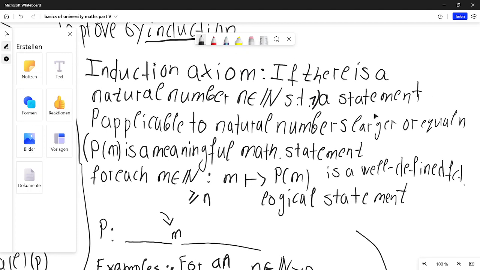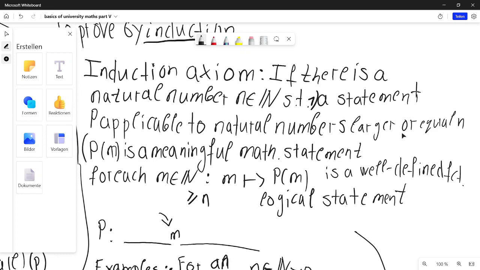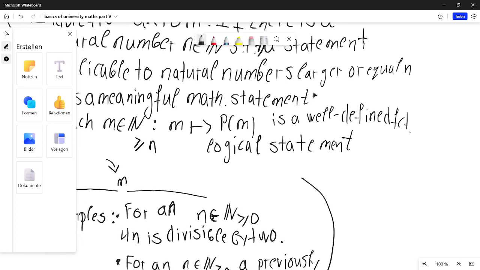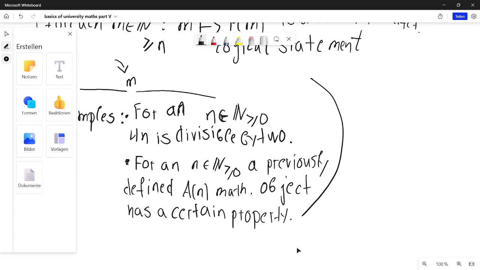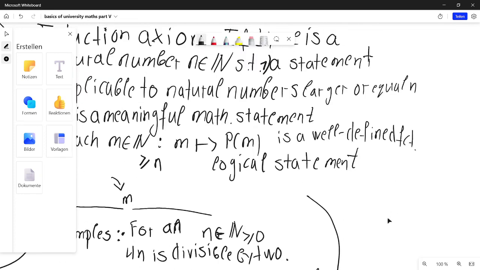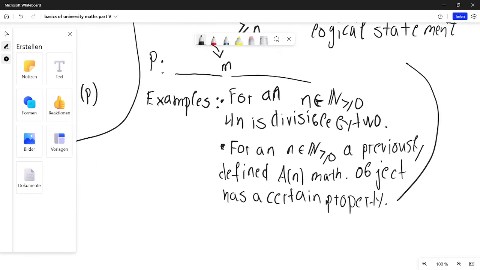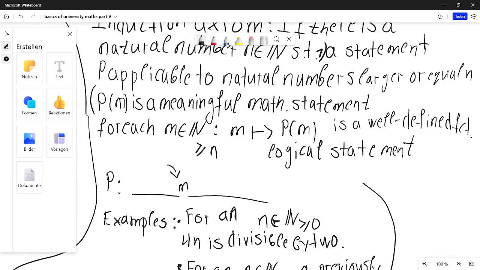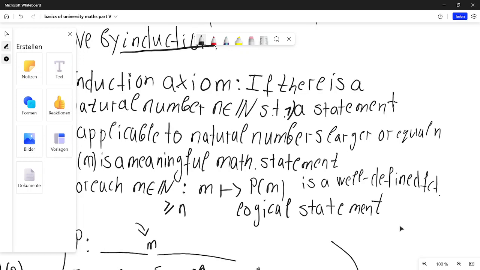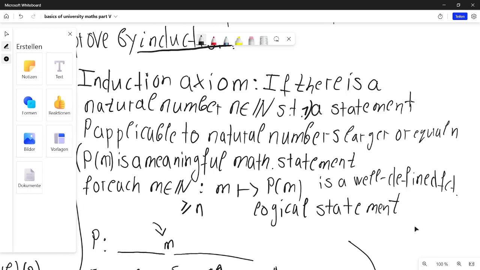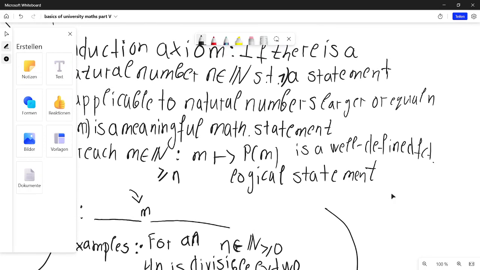If there is a natural number n such that a statement P applicable to natural numbers larger or equal n, and we have not stated yet what it has to do, is true for n, for this number n. This is the first condition. This given statement applicable to natural numbers has to be true for this n. Okay.